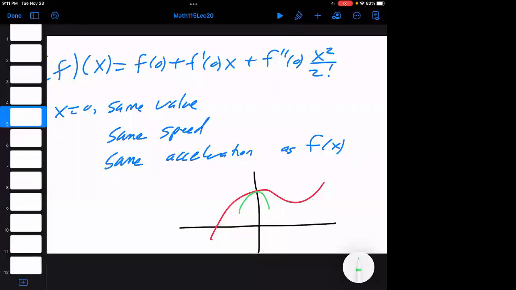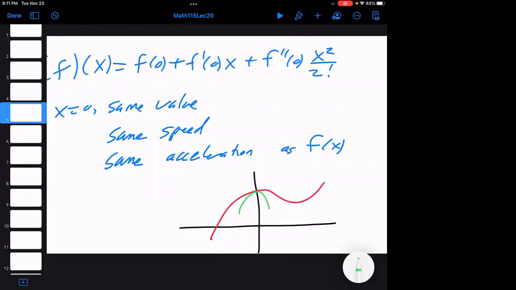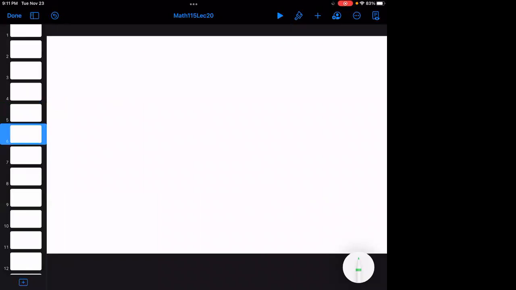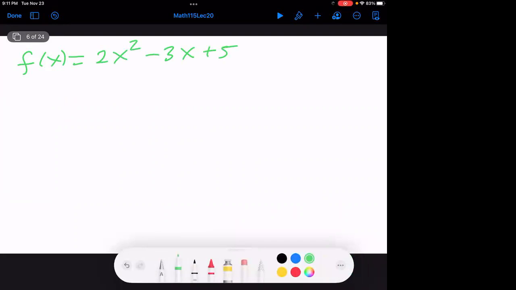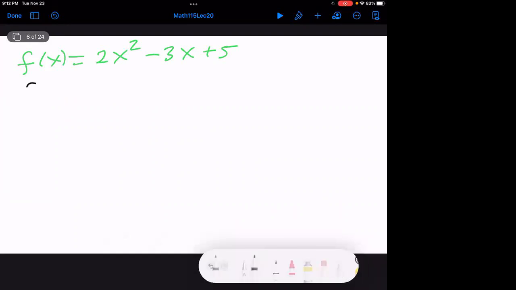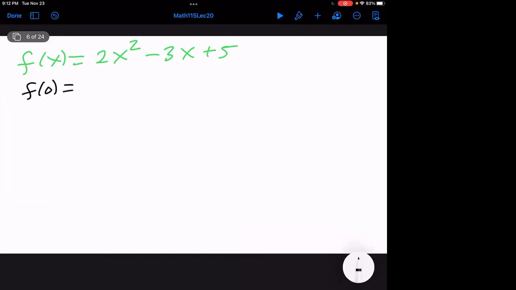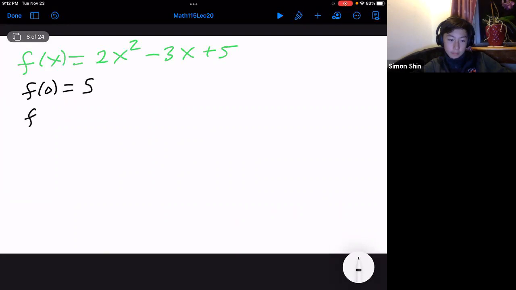And so the idea: if it is a parabola, you would just look at it. So if I give you f of x is, let's say, 2x squared minus 3x plus 5, let's calculate it. What's f of 0? 5. Does everyone agree it's just 5? Yeah. What's f prime of x?